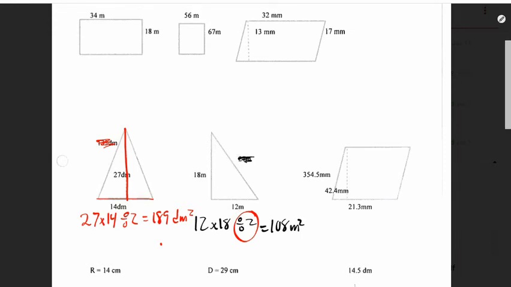So all of these shapes are very similar. Understand the main point of the triangle: don't forget to divide by 2. And when we're dealing with triangles and parallelograms, please ignore the diagonals and take the up and down measurements.